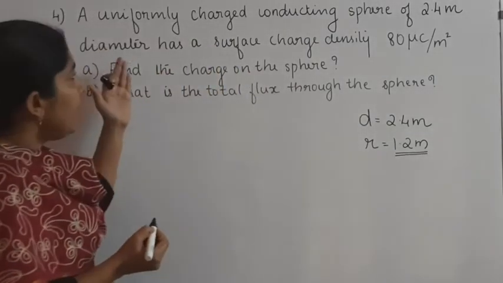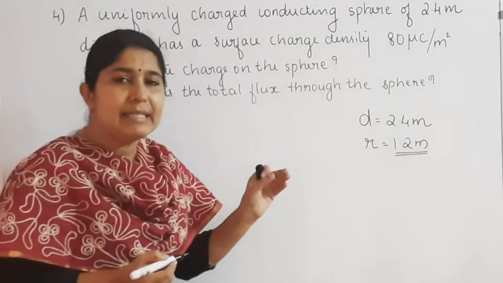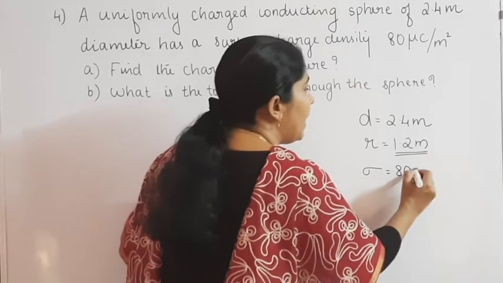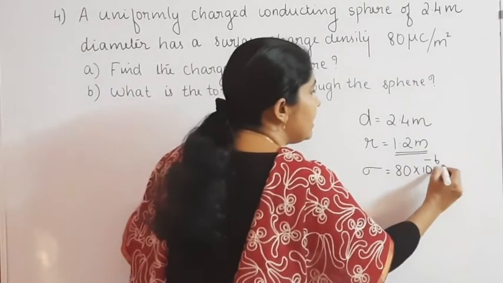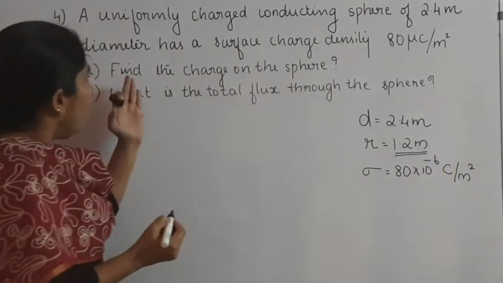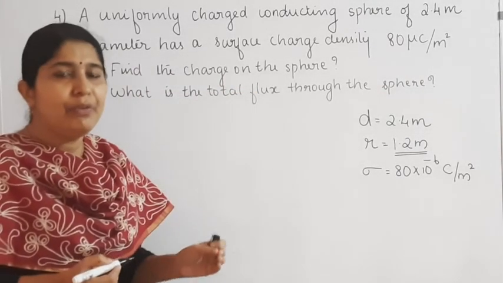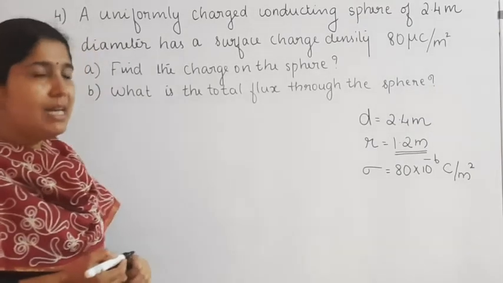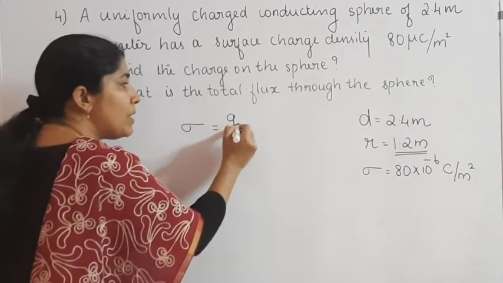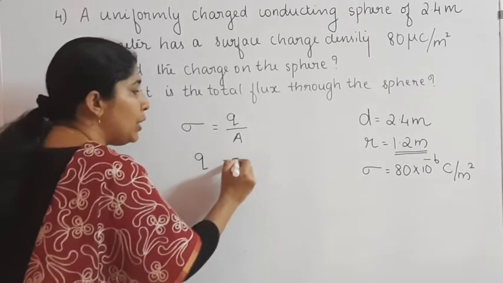Okay. Then surface charge density is given. Surface charge density is represented by the letter sigma. And surface charge density sigma is equal to 80 micro. Micro means 10 raised to minus 6 coulomb per meter square. Our first question, find out the charge on the sphere. Okay, how can we find out the charge from charge density? Surface charge density sigma is equal to charge present per unit area. Therefore, Q is equal to sigma into A.